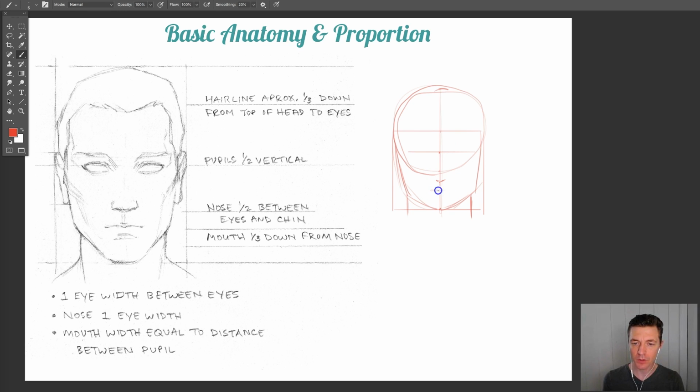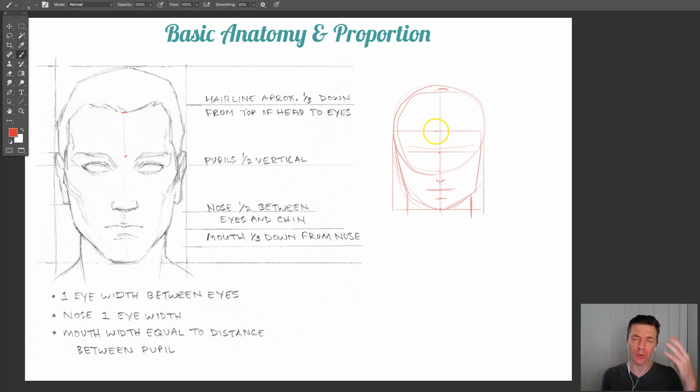We can divide this into thirds. And that gives us the crease of the mouth, the top of the chin, and then eyebrows up here. The hair will often be about halfway between the eyebrows and the top of the head.